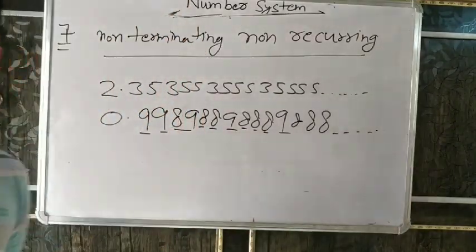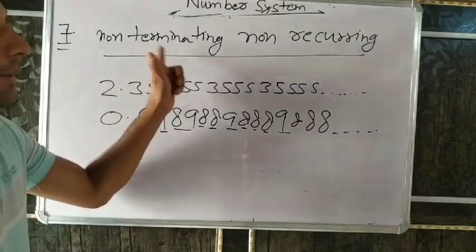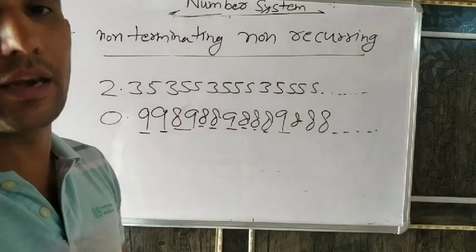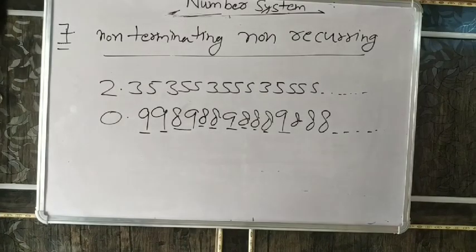Write one more example yourself. So we can write like this one. What do we call this number? Non-terminating, non-recurring means irrational number. Do you understand? Okay. Next.